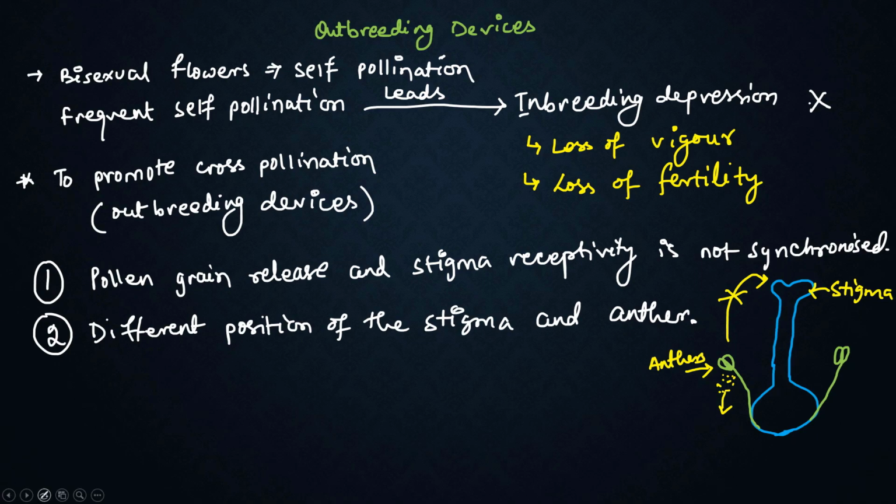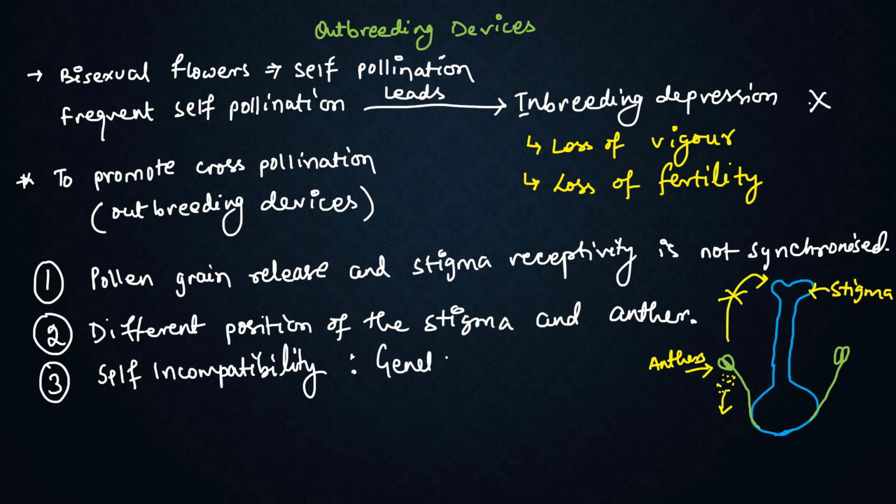Now what are the other mechanisms? The third mechanism that we'll talk about is a genetic mechanism, and it is called self incompatibility. So what do you mean by self incompatibility? Self incompatibility, as I was saying, is a genetic mechanism.